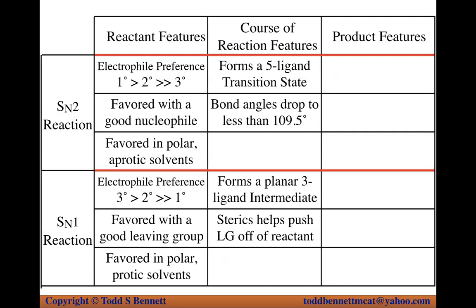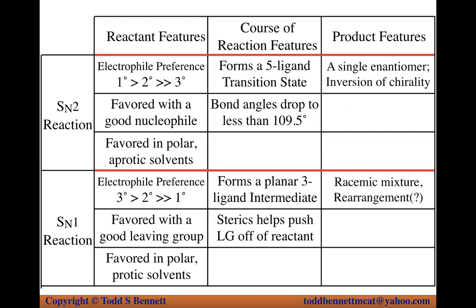And in the end, for SN2, the product features one single enantiomer. R turns into S, S turns into R, you're set. Whereas in SN1, you get a racemic mixture. You might even get some other product caused by rearrangement. So SN1's a mess. SN2 is a very clean, pure single product.